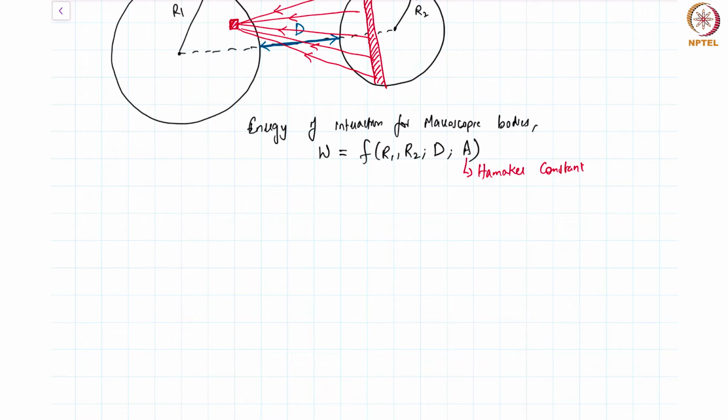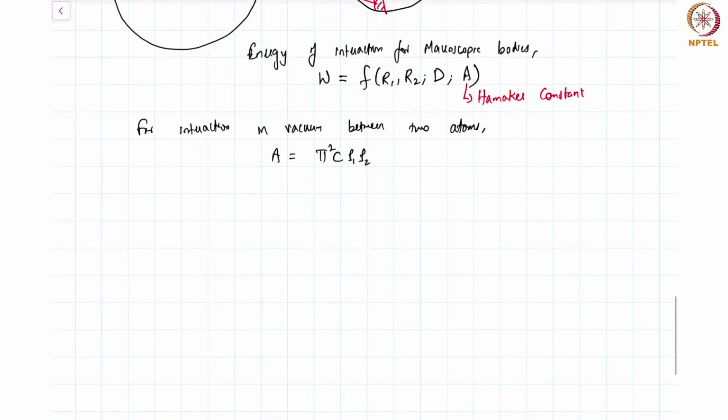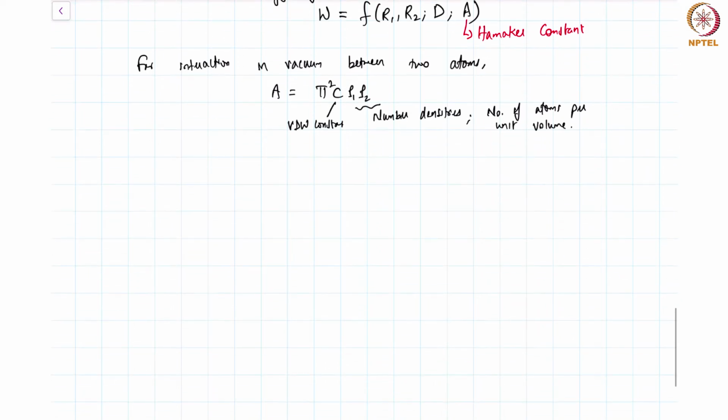So for example, for interaction in vacuum between two atoms, this parameter A becomes pi squared C rho 1 rho 2. What are rho 1 and rho 2? C we've already seen; this is the van der Waals constant. And rho 1 and rho 2 are the number densities, that is, the number of atoms per unit volume.